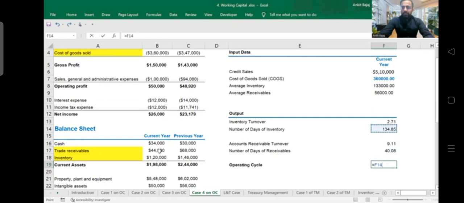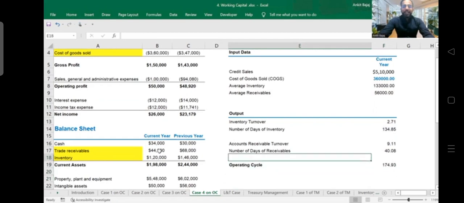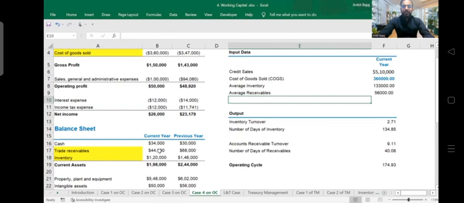So here 134 plus 3.08 you will be doing. So you will be getting here operating cycle, right? Now, if I want to calculate cash conversion cycle, what data will I be requiring here? I will be requiring average creditor, right? So we'll calculate cash conversion cycle also.